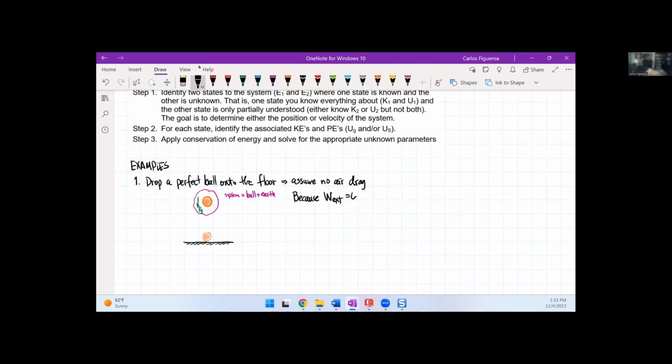So because work external is 0, the only forces I can consider are the spring force and the force of gravity. Then that means that the total mechanical energy is now the same, which then tells me that the energy before must be the same as the energy afterwards. So I know mechanical energy is conserved. So then I start to look at the details. Let's say that when I look at state 1, I'm going to call this state 1, and I'm going to call this state 2.